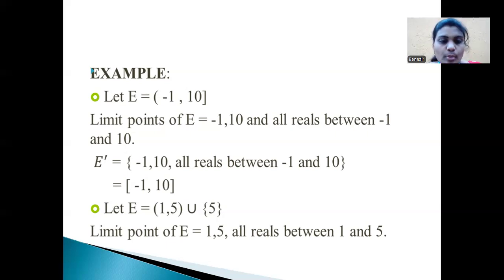Let E be the open interval (1, 5) union {5}. The limit points of E are 1, 5, and all reals between 1 and 5.